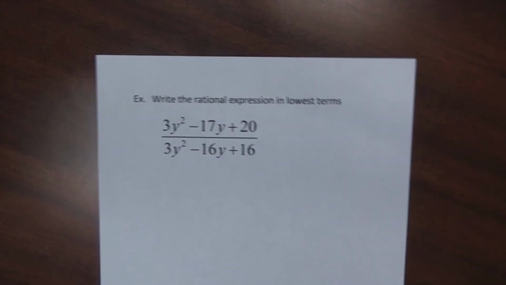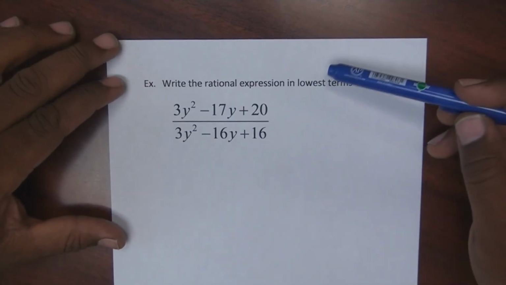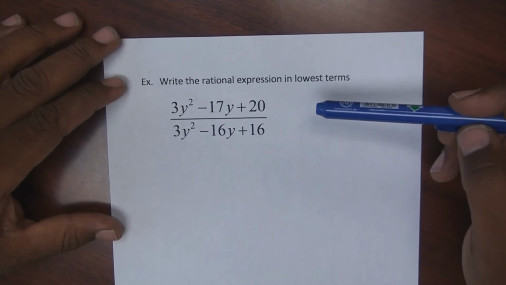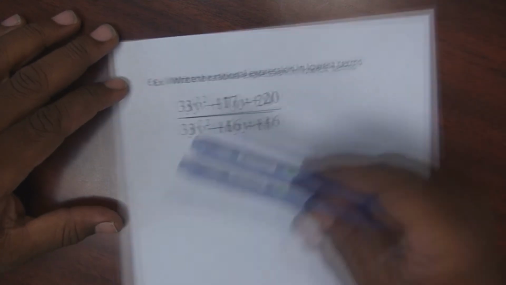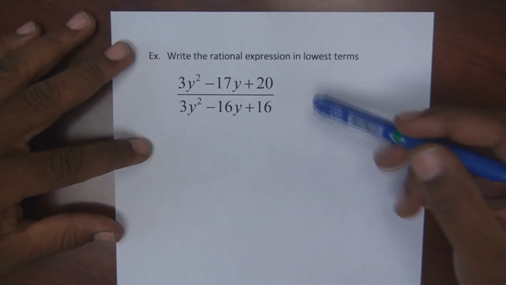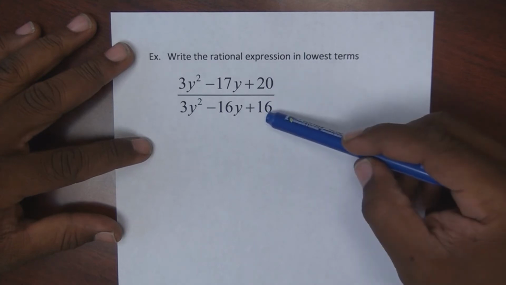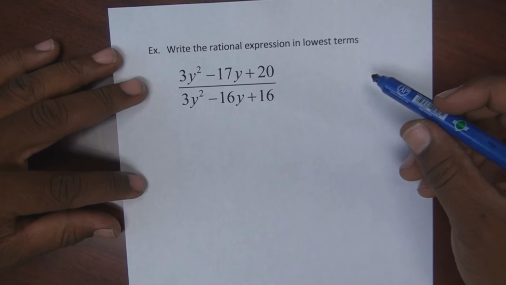Let's take a look at another example. In this example, we're asked to write the rational expression in lowest terms, 3y squared minus 17y plus 20 divided by 3y squared minus 16y plus 16. So I simply factor the top, factor the bottom, cancel common factors, and we'll write out our simplified result.